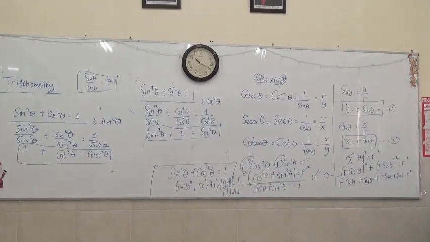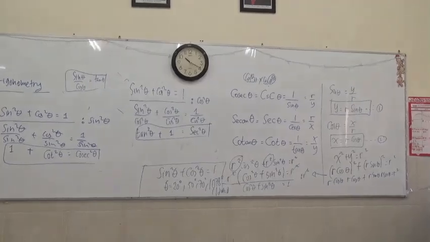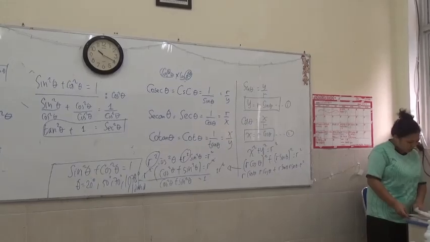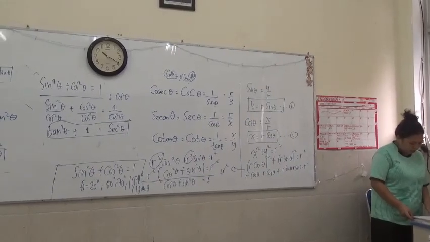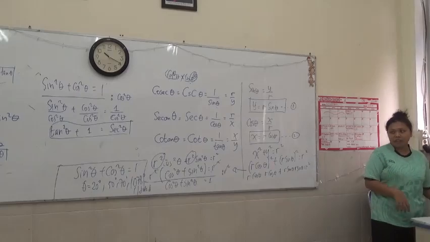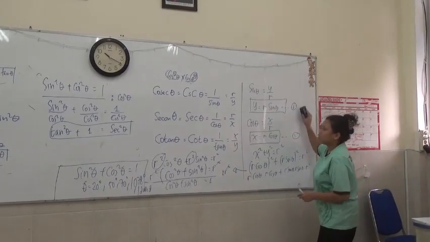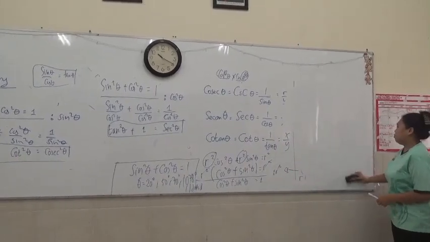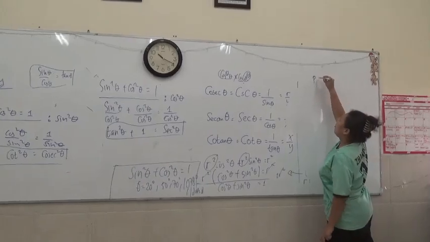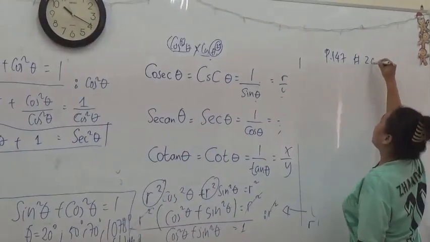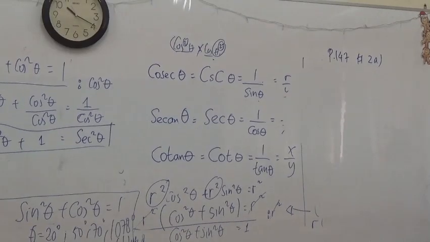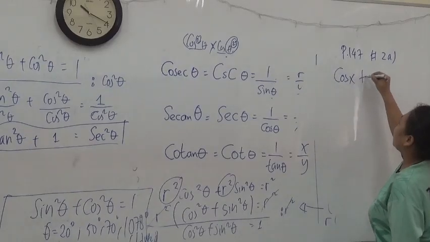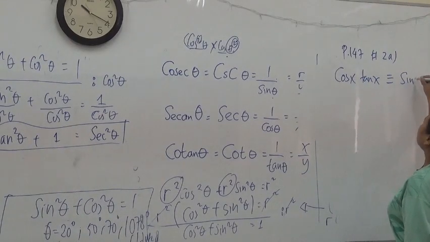The first one is, you can see from your textbook page, we'll start from the easiest question, page 147, number 2, part A. Now you need to prove the identity cos x tangent x equals sine x.